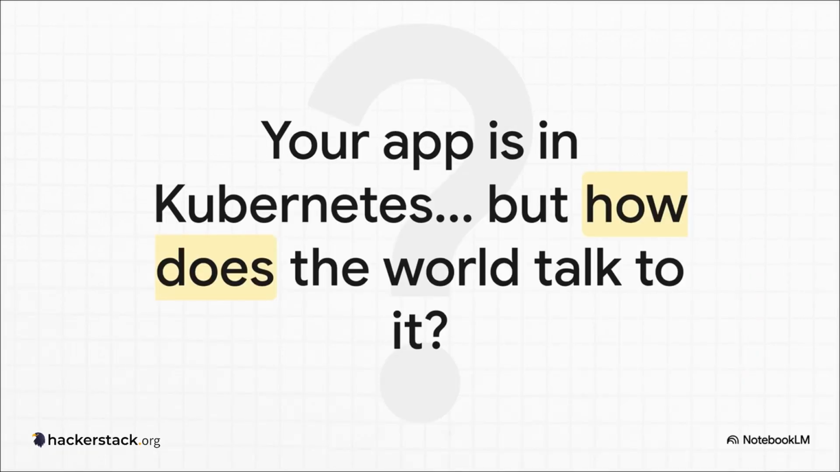All right, let's set the scene. You've done all the hard work, right? Your app is containerized, it's humming along nicely inside your Kubernetes cluster, but now you hit that classic problem. How do you actually let people use it? How do you get traffic from the internet to your app? And more importantly, how do you do it securely without building some crazy, complicated Rube Goldberg machine of configs?